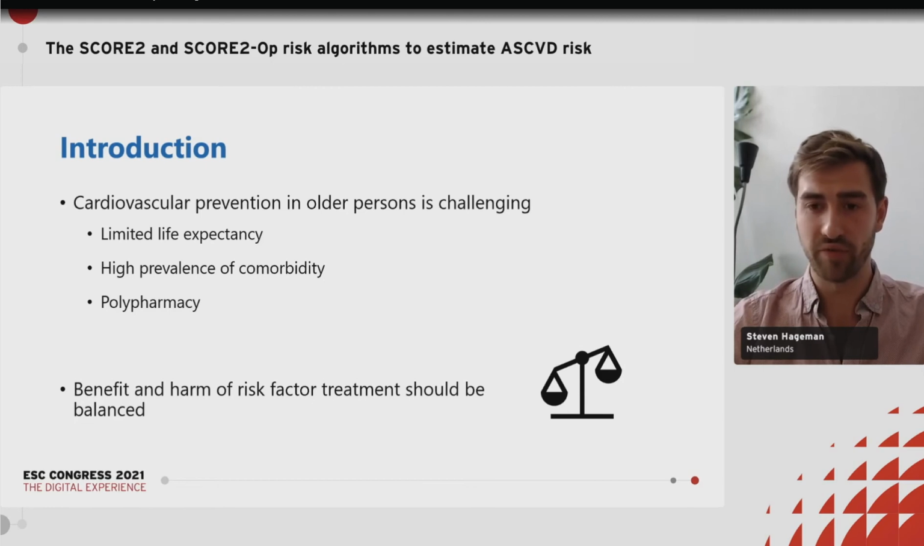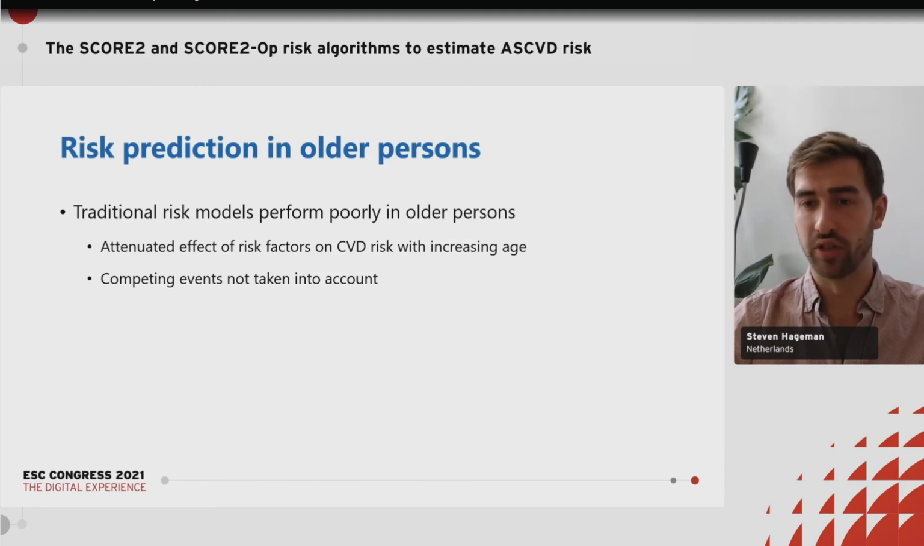The benefit of preventive treatment can be estimated using prediction models. However, traditional risk models perform poorly in older persons. One reason is that the effect of classical risk factors on cardiovascular disease risk attenuates with increasing age. Moreover, many traditional models do not take into account the possibility of competing events, which may lead to overestimation of cardiovascular disease risk, and with that, overestimation of the potential treatment benefit.